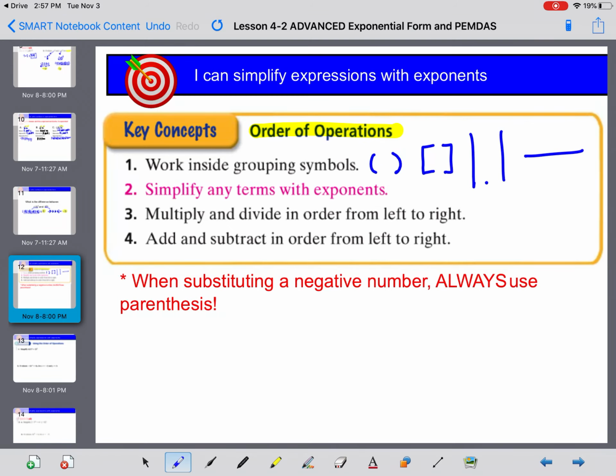And then we multiply or divide in order from left to right, and then add or subtract in order from left to right. Please note, when substituting a negative number into an expression, always use parentheses around that negative number. Please highlight that, make sure you know that, put that in your notes.